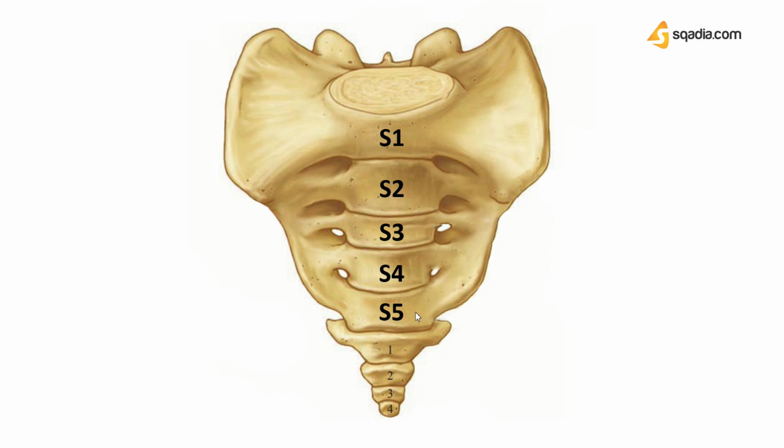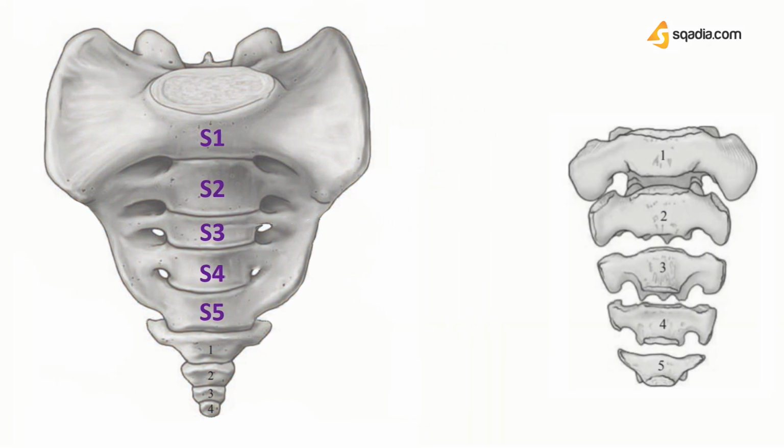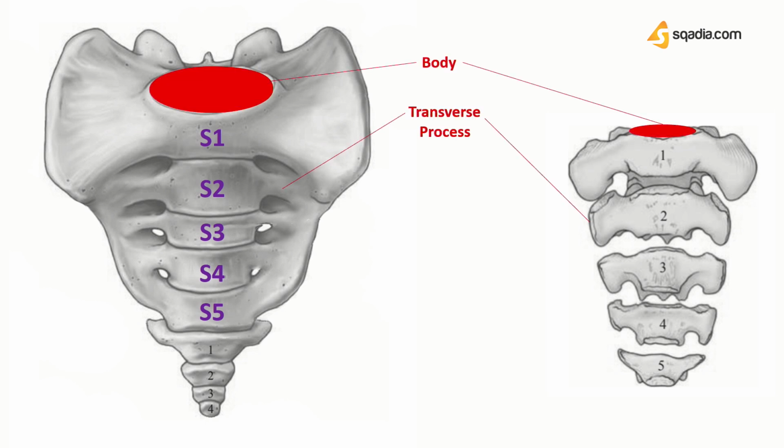In any case, if we could possibly separate them, they would appear like this, resembling any normal vertebrae of this region, having a body, transverse processes, and other parts not appreciably visible in this diagram. To study the base of the sacrum, it would be beneficial for you to look at the superior aspect of the sacrum. So let's zoom in.